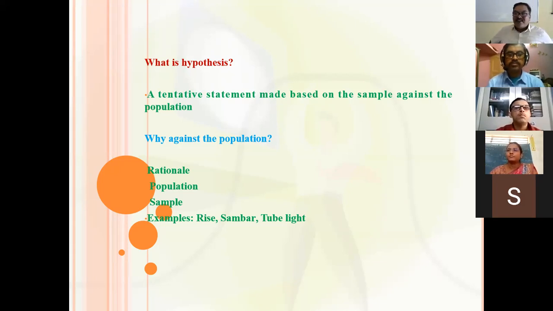There are 20 PhD holders here. Without hypothesis, we cannot proceed in any PhD. We should assume something: yes, I am going to prove something or disprove something. And you also know a hypothesis is a tentative statement based on some sample about the population. One thing you have to understand in research, whether it is science, arts, commerce, management, economics, whatever, even in literature, we are doing research only based on the sample, not based on the population. Am I right or not?